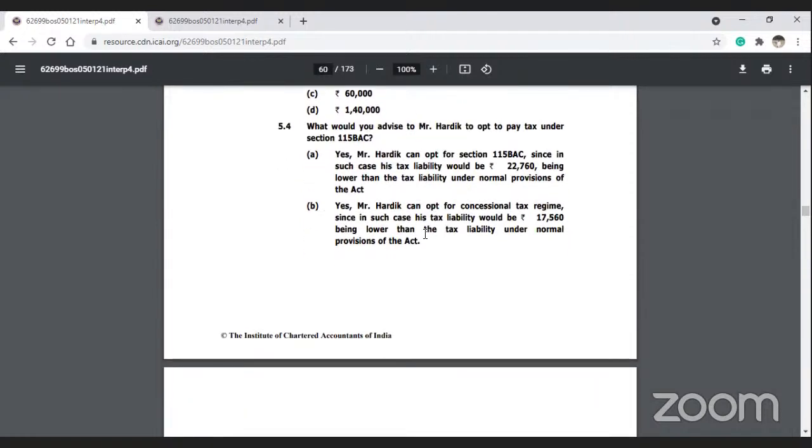What would you advise to Mr. Hardik, to opt to pay tax under section 115BAC? In 115BAC, which all deductions are not allowed? I don't remember. It is so hard to remember.